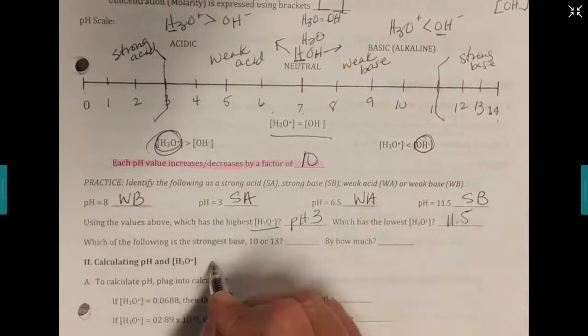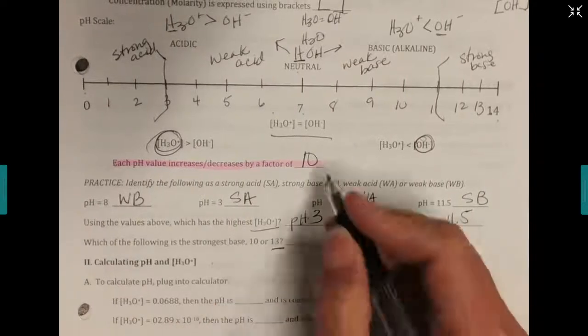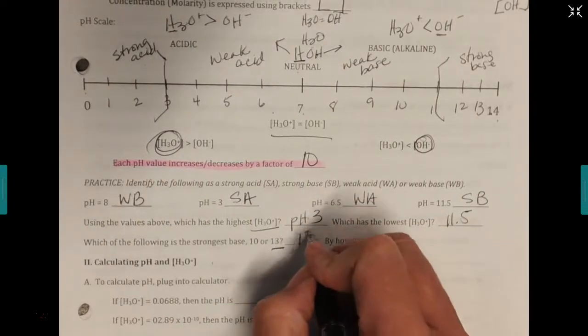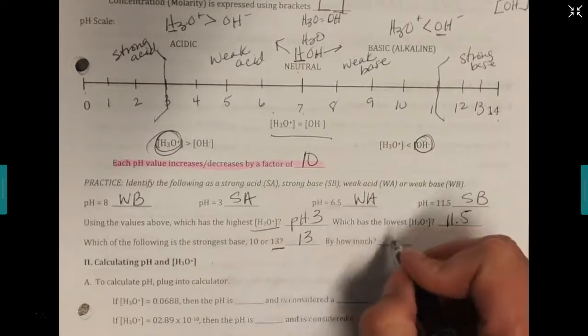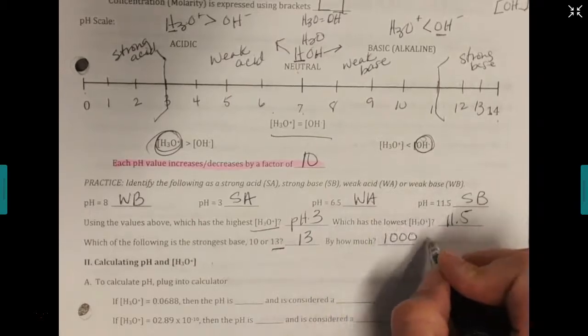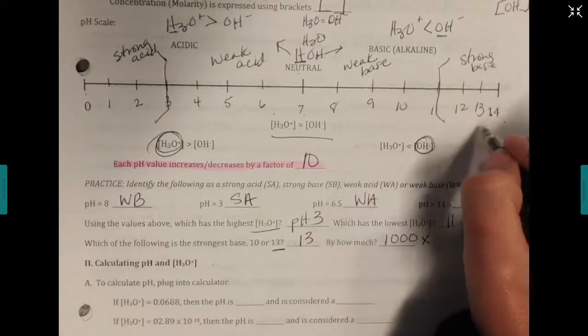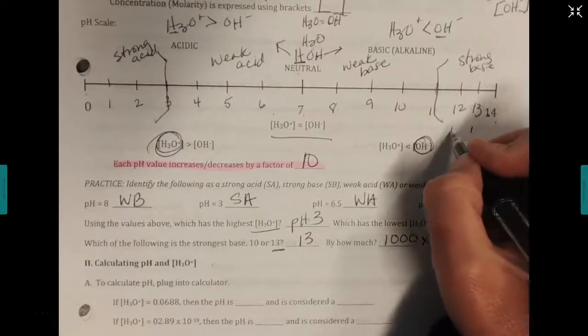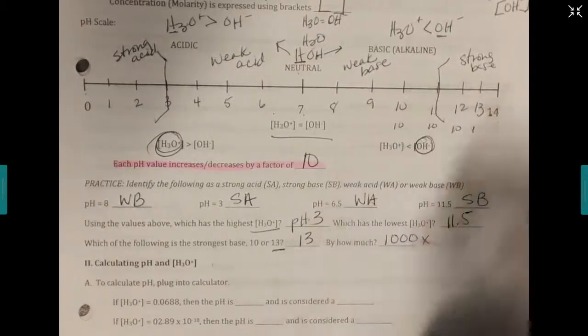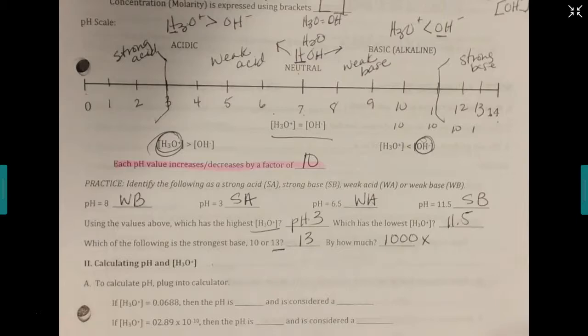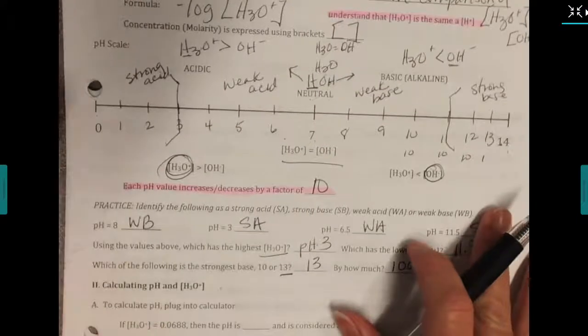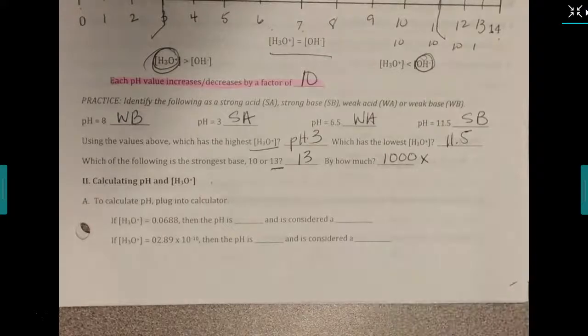So which of the following is the strongest base? 13 is the strongest base. 13 minus 10 is 3, so 3 zeros, 1,000 times. Or you can put a 1 here, 10, 10, and 10, which is the same. Okay, so now to calculate pH and the hydronium concentration, we're going to use our calculators.